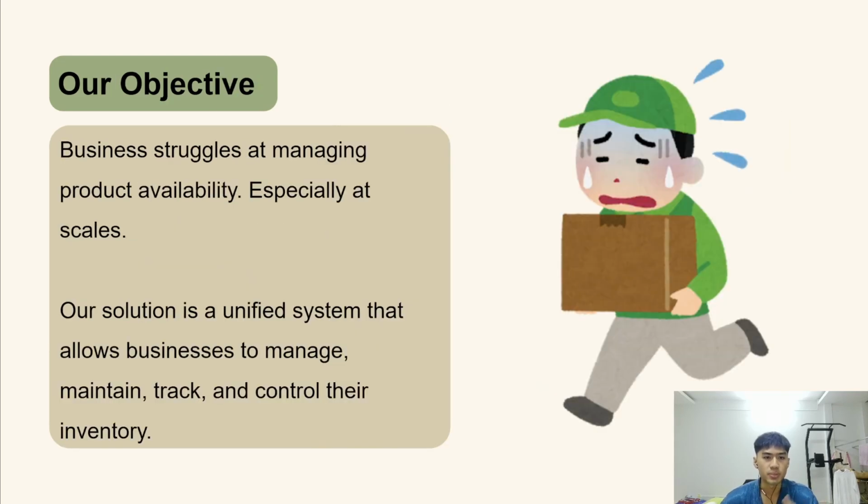We know that businesses struggle at managing traditional operations, especially managing product availability. It's hard to scale when you have hundreds or thousands of products, and each of those items also has its own quantity too, so it'll be hard to manage all of them. So our solution is to use the various data structures that we have learned to build a unified system that allows businesses to manage, maintain, track, and completely control their inventory.